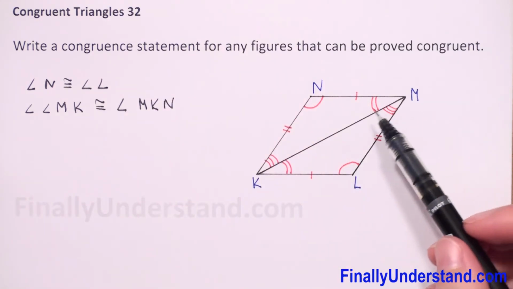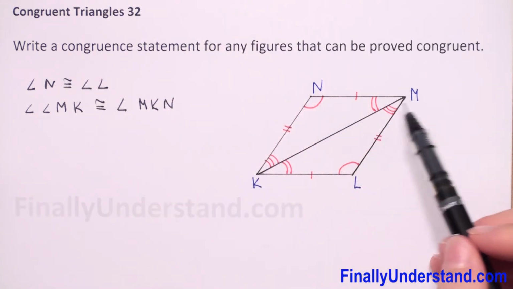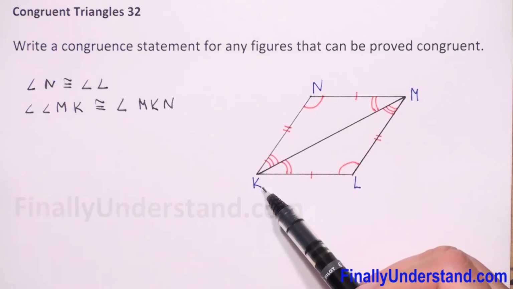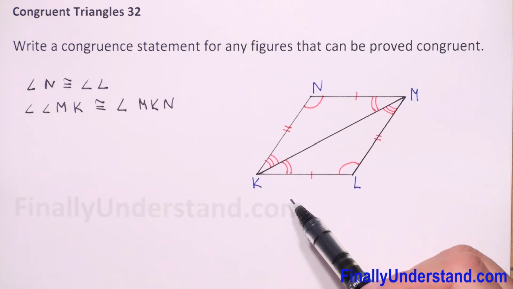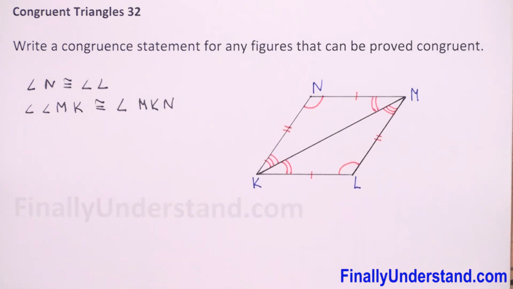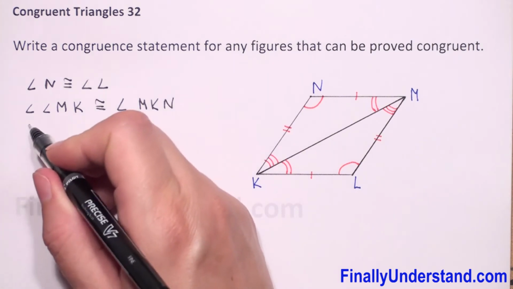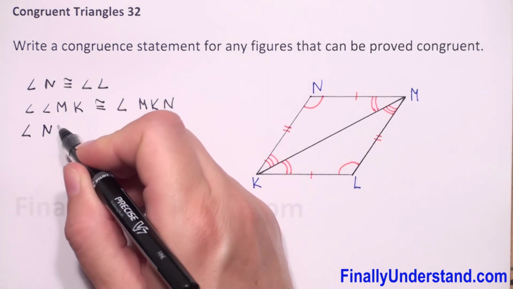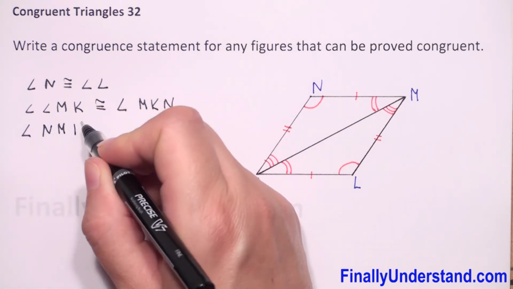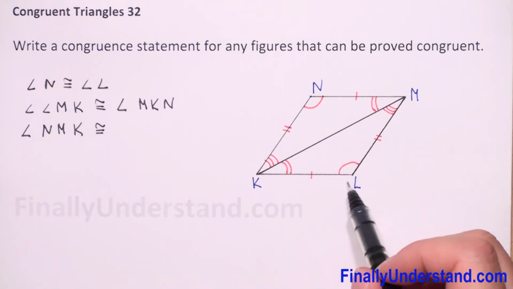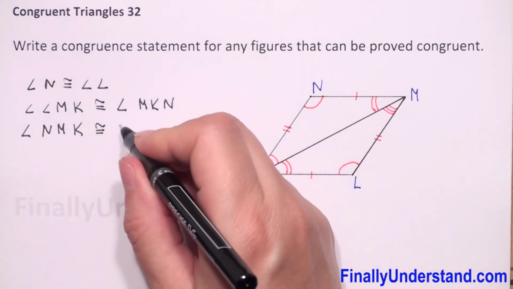What else? Angle NMK is congruent to angle LKM. So we can write that angle NMK is congruent to angle LKM.